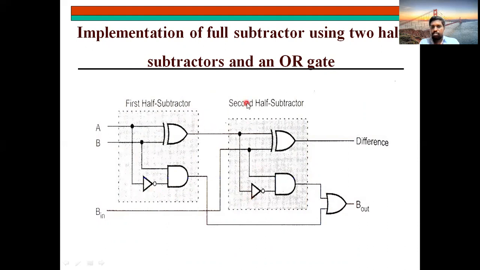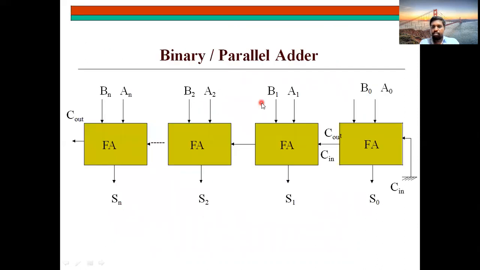Okay, so like this we need to frame the circuit. Next, we will see binary and parallel adder. What is parallel adder? The bits will be added parallelly here. See, the full adders are connected sequentially, so that the C out of the first full adder becomes C in for the second one. C out of the second one will be taken as C in for the third one. Like that, the interconnection is made.